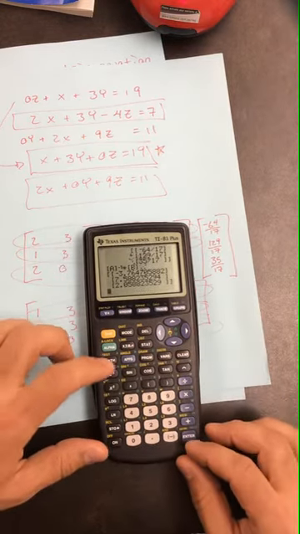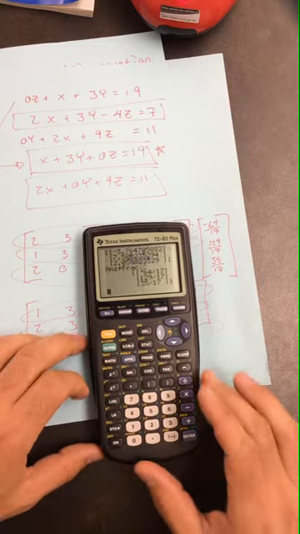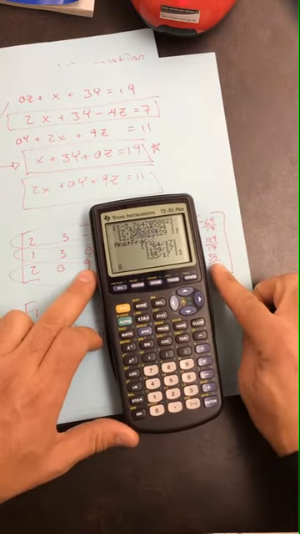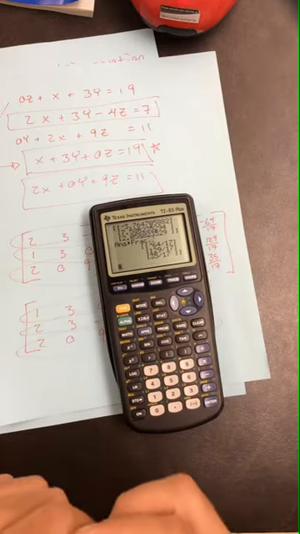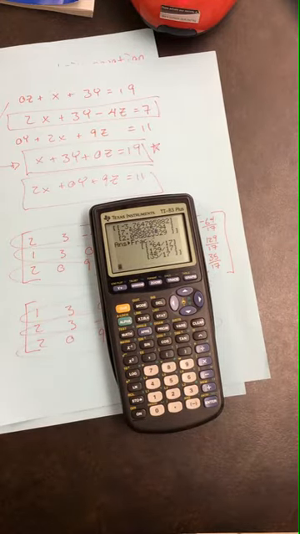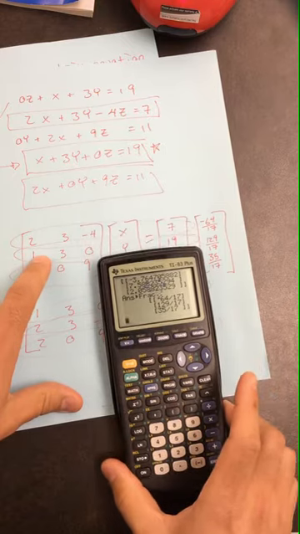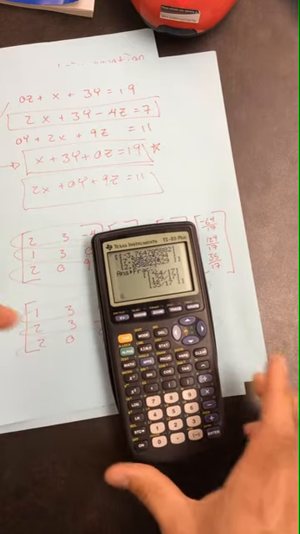Gives me these crazy numbers, so I'm going to turn it into a fraction, which if you look right here, it gives me the exact same solutions that I just got. So it doesn't matter the order that you put them in, just as long as your equations are all together. And that's it.